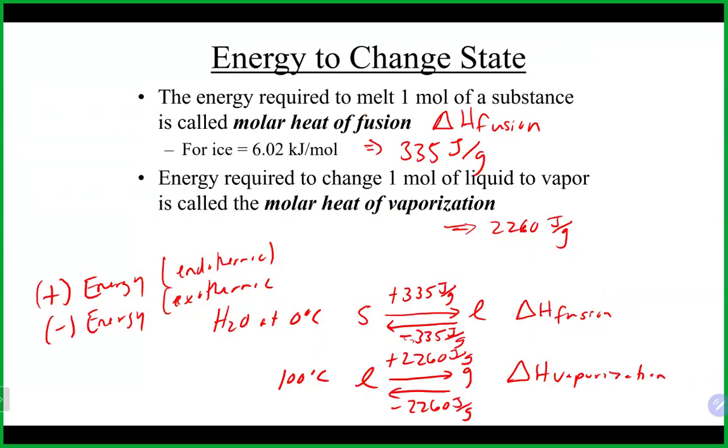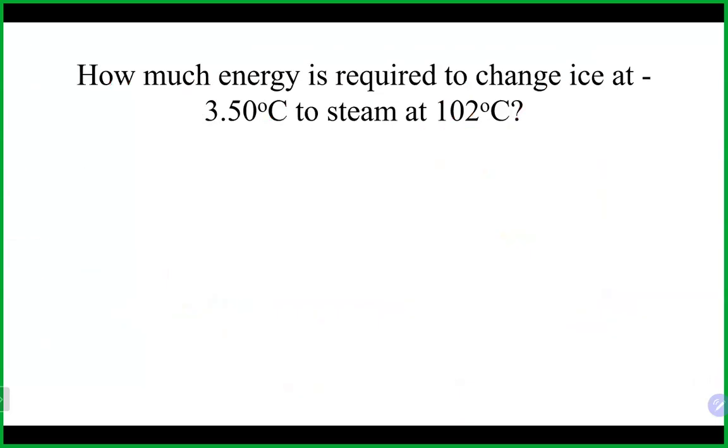So let's take a look at one, for example, and talk about this. We want to know how much energy is required to change ice at negative 3.5 degrees Celsius to steam at 102 degrees Celsius.